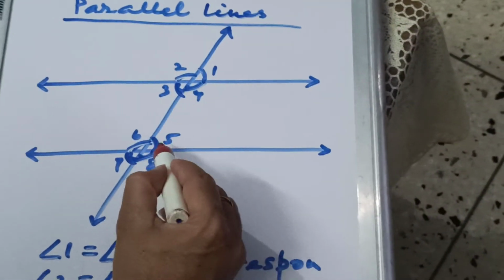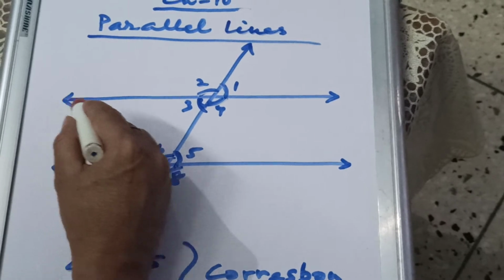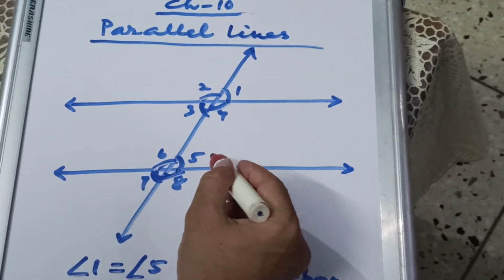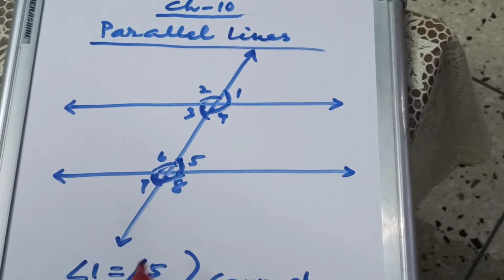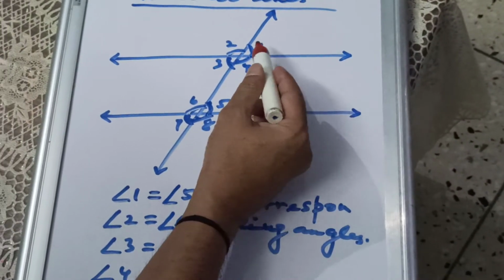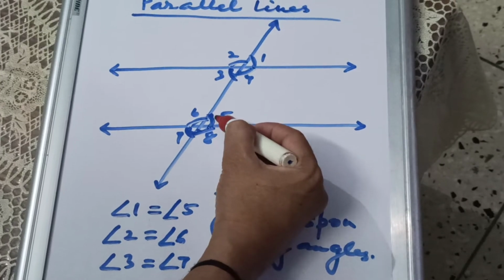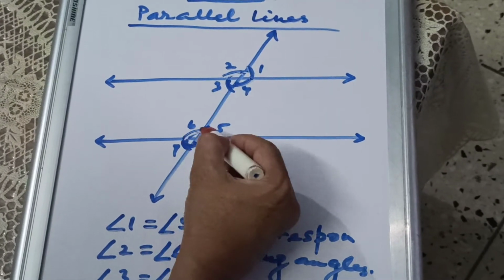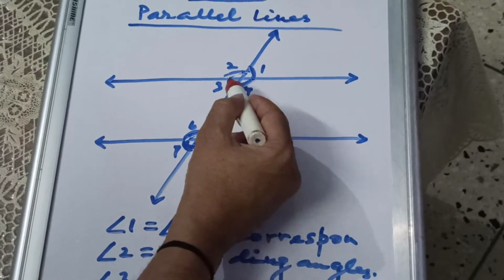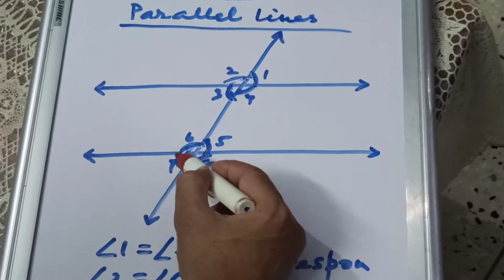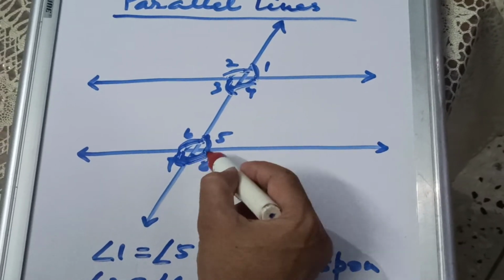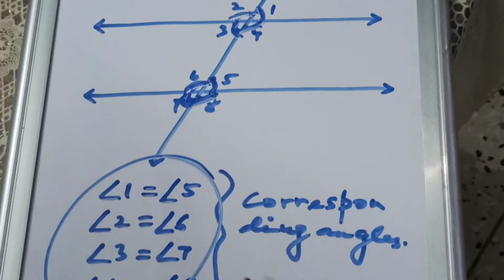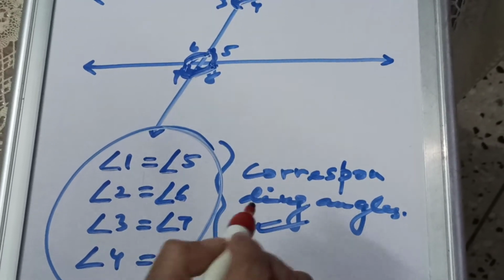This angle and this angle, upper side, right side, upper, this angle equal. If that is 60 degree, then it must be a 60 degree. That is 120 degree, it must be 120 degree. That is 60 degree, that is 60 degree. 120 degree, it must be a 120 degree. See, this is known as corresponding angles.